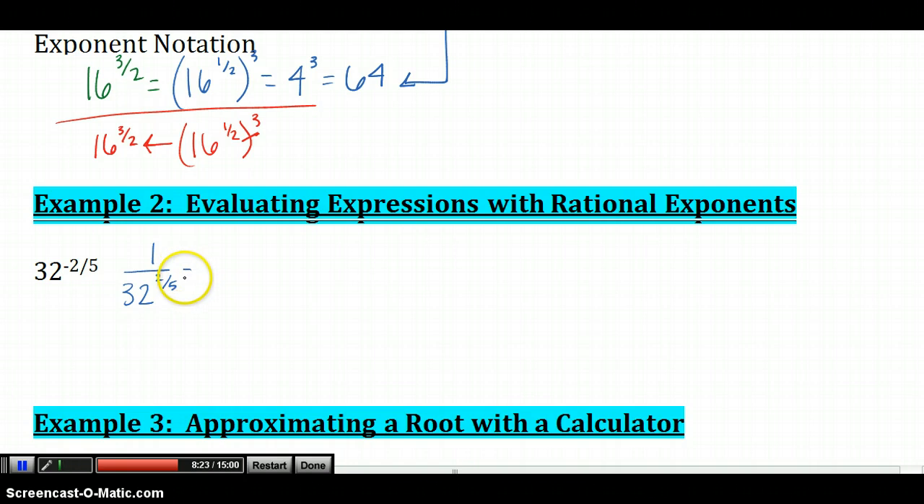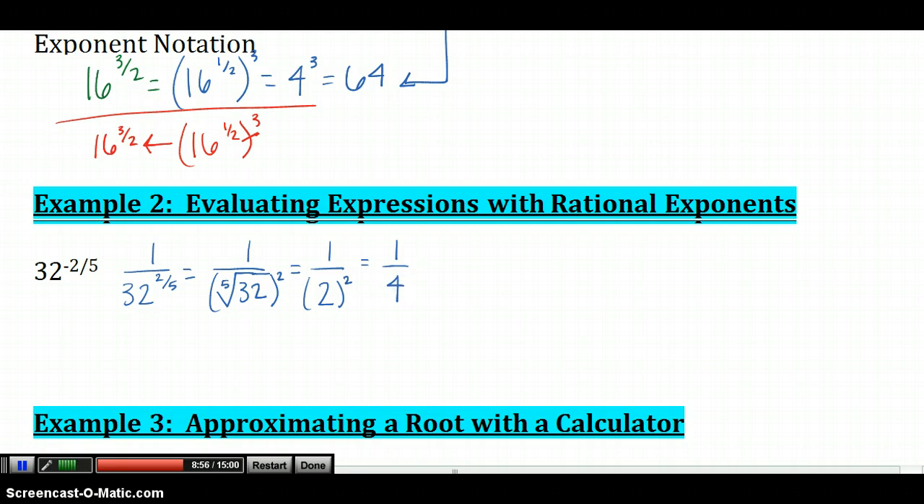Next step is, remember the 5 here is the root, and this 2 is the power. So we can rewrite this as the 5th root of 32 all squared. The 5th root of 32, think about what number times itself 5 times gives you 32. It's actually going to be 2. And that bottom number is still squared. So your final answer is 1/4.